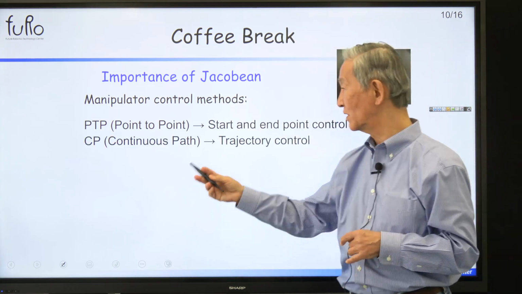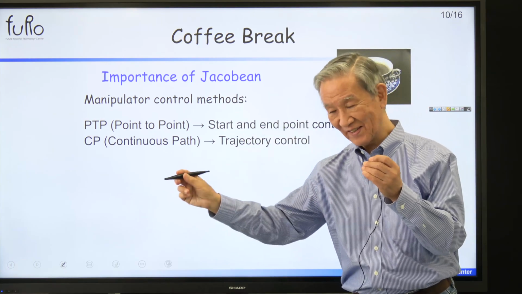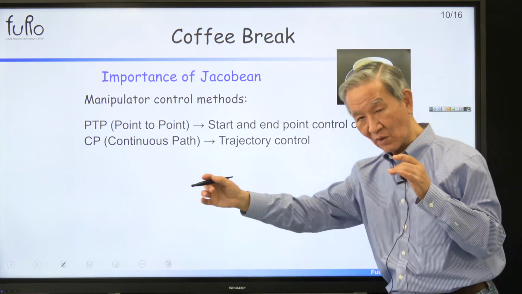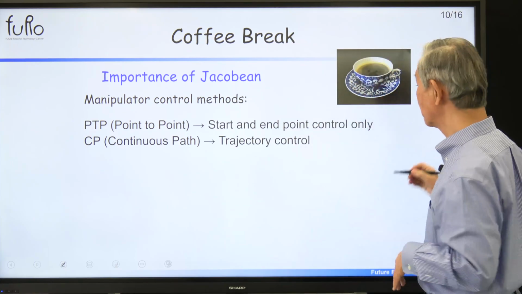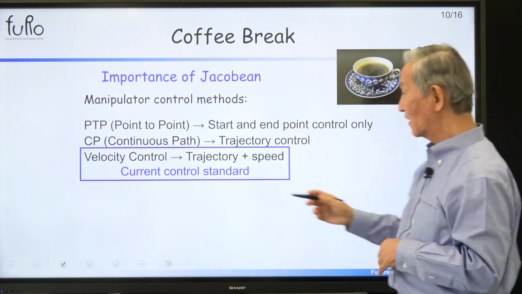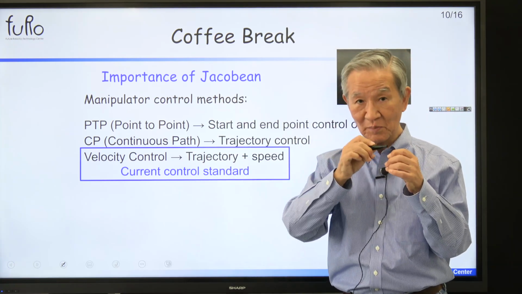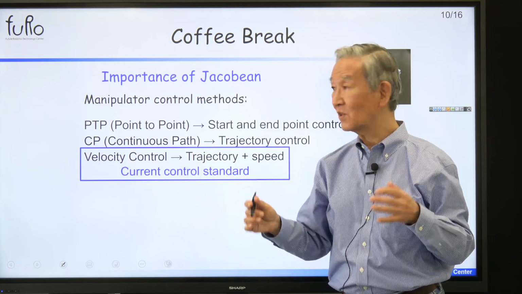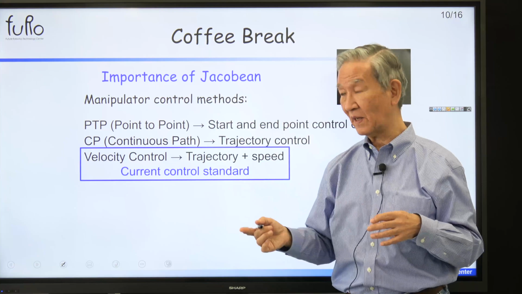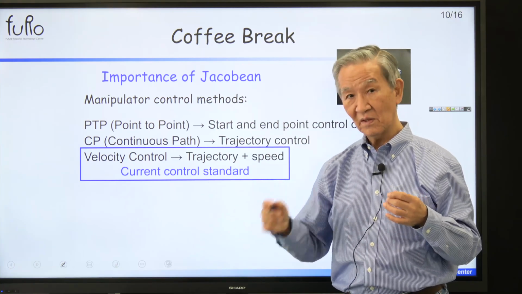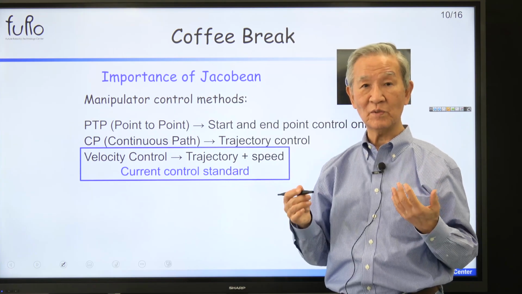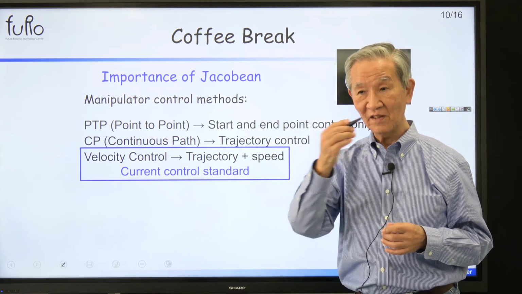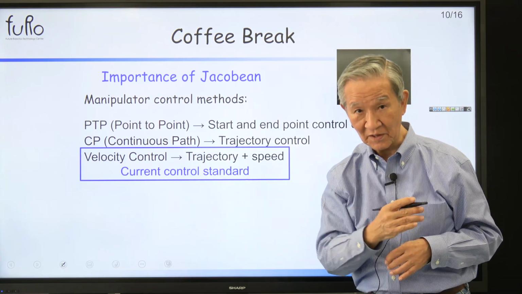The next one is CP, continuous path, meaning that you care not only about the starting and end point, but also the trajectory. You want to control how the transfer from one point to the other happens. And even more, velocity control. Not just the trajectory, but the speed, how fast or how slowly it moves. You want to control that. So point-to-point is the simplest, then continuous path, and then velocity control. Velocity control is a lot more sophisticated, and it is what we use, the current control standard. Like if you look at painting, you want to control the trajectory, but also the speed, right? So that's why.